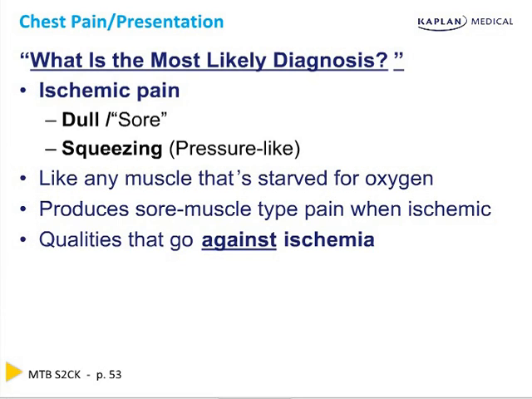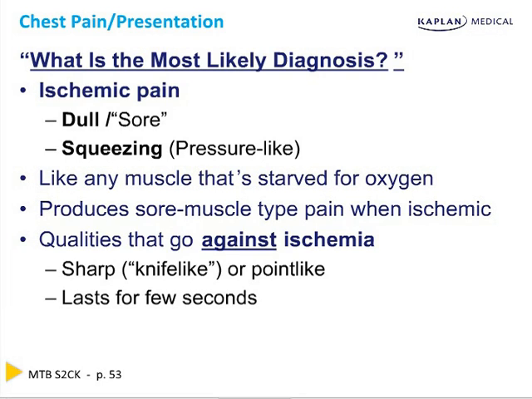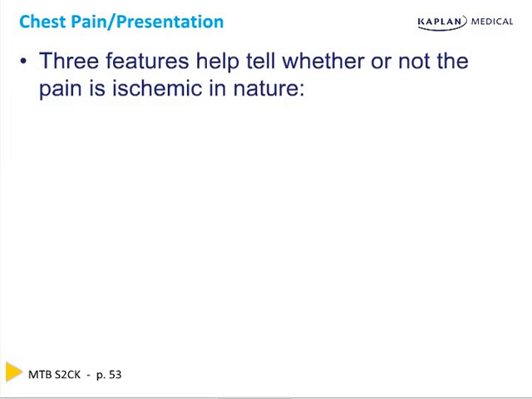Now, ischemic muscles are not sharp like a knife or point-like. If it's described as a person putting a single finger on it, it's extremely unlikely that a single finger or point-like pain is ischemic in nature. And ischemic pain does not just last for a few seconds. Ischemic pain lasts for a few minutes or half an hour, 20-30 minutes. Non-ischemic pain lasts for a few seconds, and ischemic pain lasts for 10 or 20 minutes.